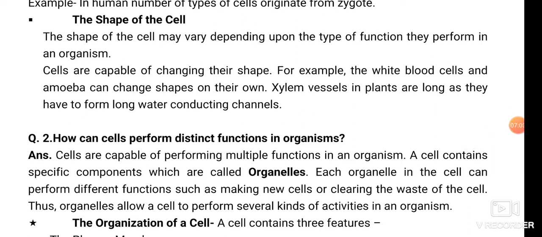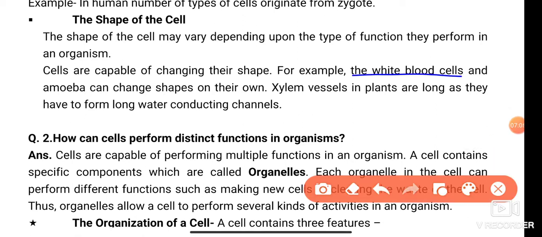Cells are capable of changing their shape, like white blood cells and amoeba can change their shape on their own, because they have a function of shape change. Amoeba capture their food by changing their shape and locomote with the help of shape change. And white blood cells cover the pathogen and kill the pathogen and pass through the narrow passage of the blood vessels due to change in their shape.